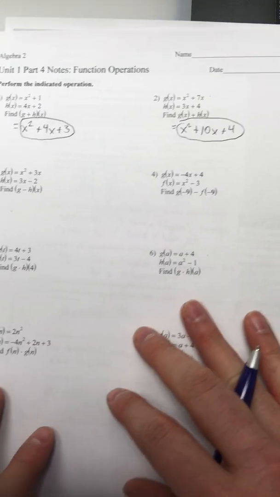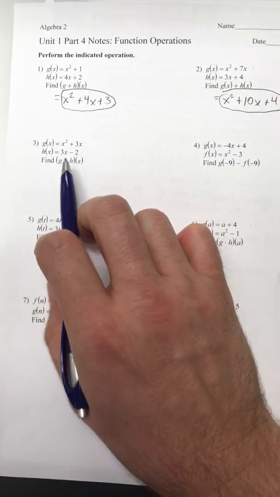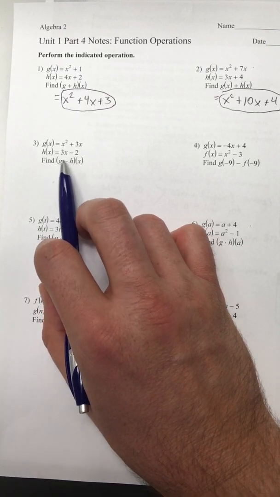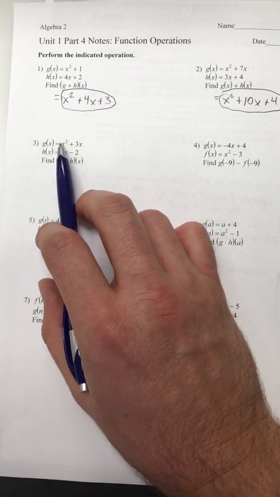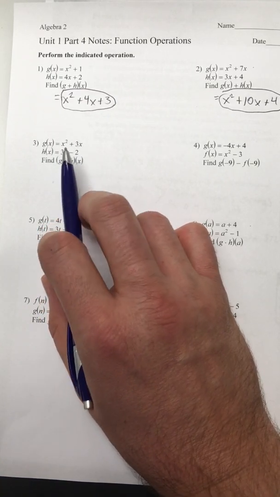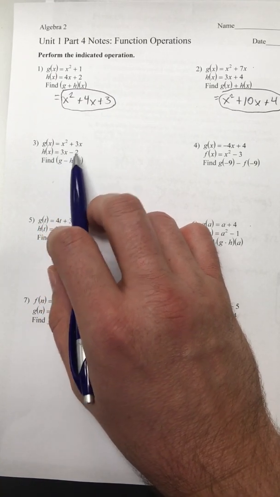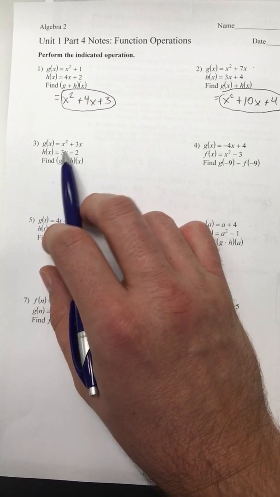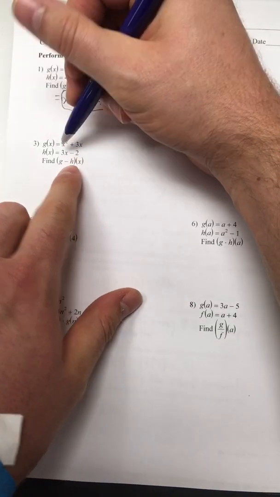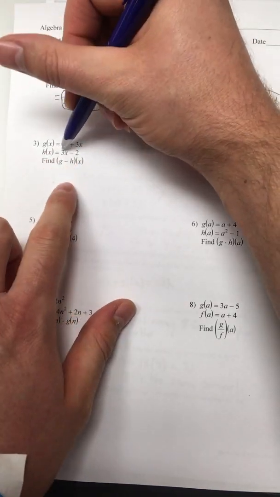Problem number 3. Now this time, be careful. It's asking us to do what with g and h? To subtract them. Now, one common mistake a lot of people make, they want to say, okay, x squared plus 3x minus 3x, and then I'll have a minus 2. So 3x minus 3x is going to cancel out. The answer is x squared minus 2. That's not quite right, because we're subtracting all of function h, not just the 3x.